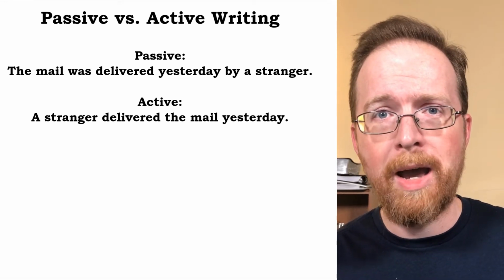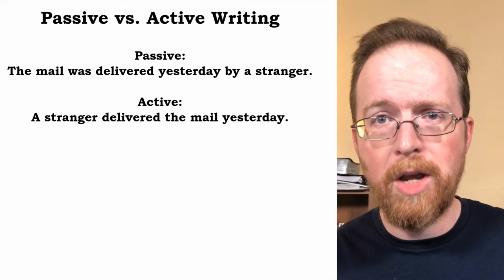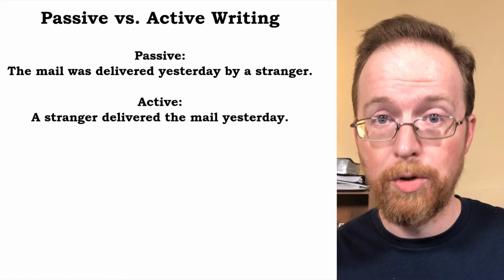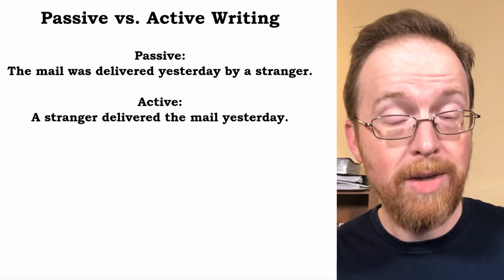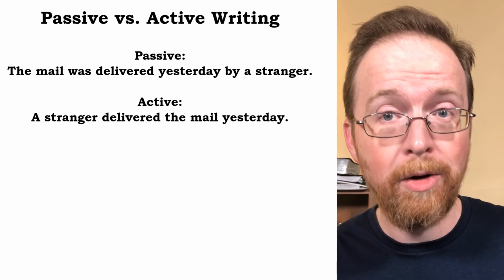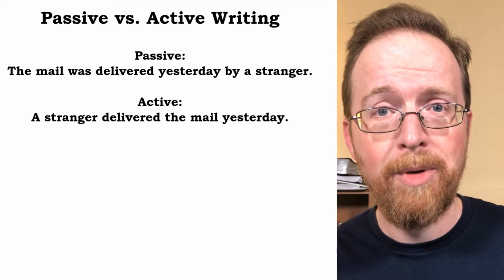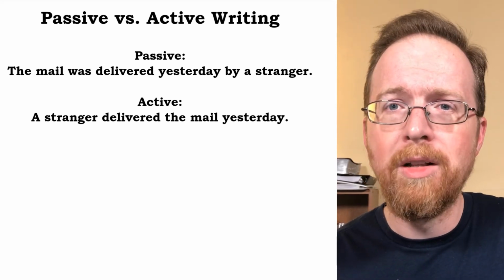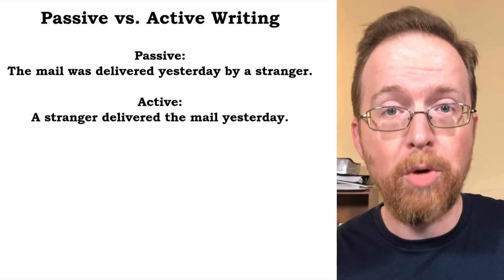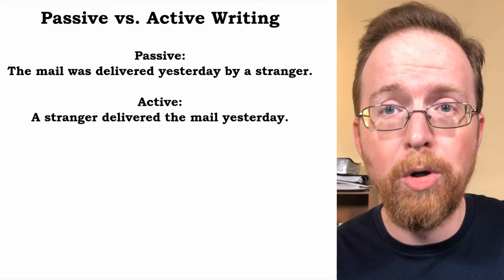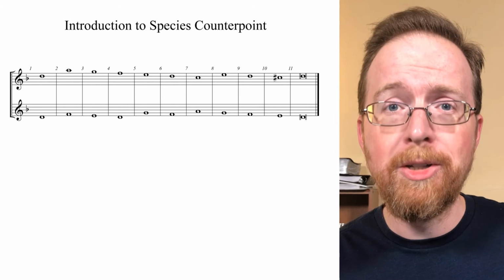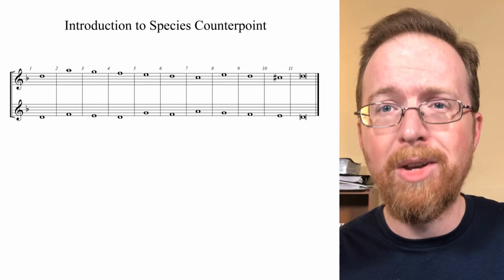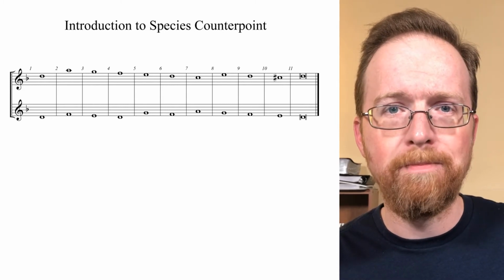Listen to them back to back. The mail was delivered yesterday by a stranger versus a stranger delivered the mail yesterday. The flow of the active sentence is much clearer, right? Well, species counterpoint provides a lot of grammar rules to help express the distinctive contour of a good melody. In counterpoint, especially in first species, both melodies should be about equal in melodic interest.